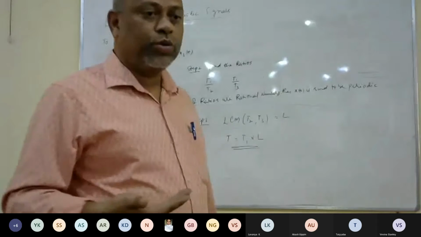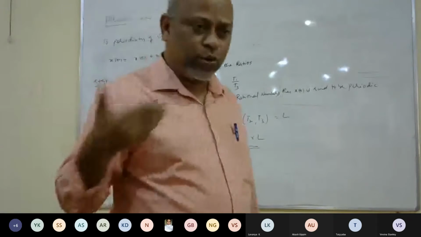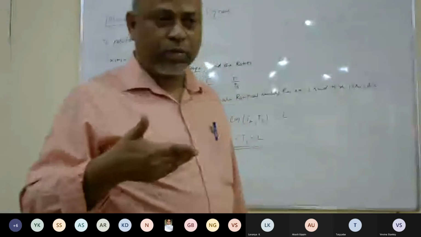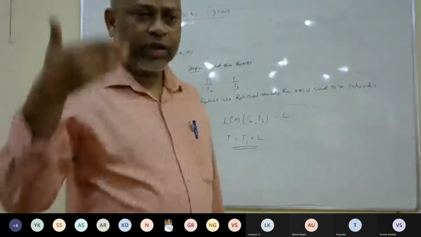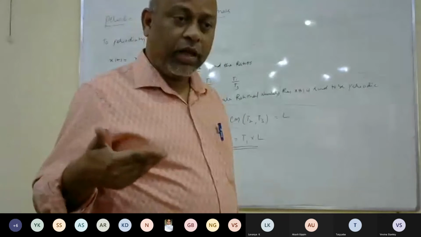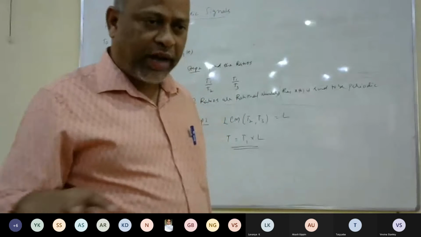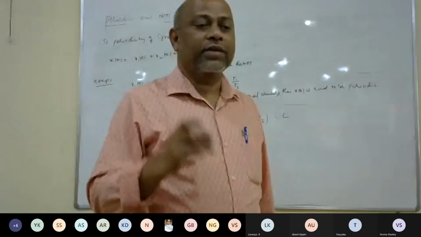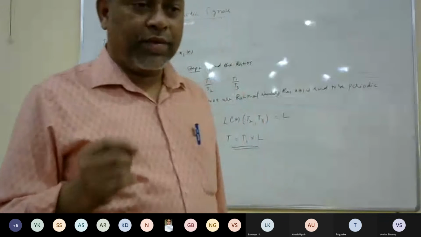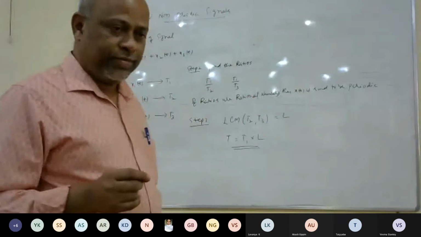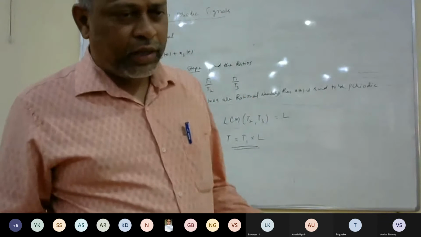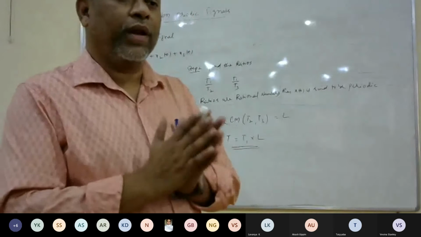In step number two, find the ratios. Keep T1 as constant in the numerator: T1 by T2, T1 by T3. If these ratios are rational numbers, then the given signal is said to be periodic. If one of these ratios is an irrational number, then the given signal is said to be non-periodic.